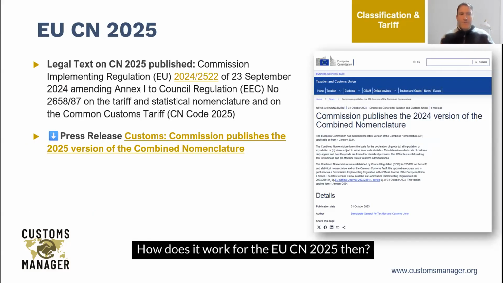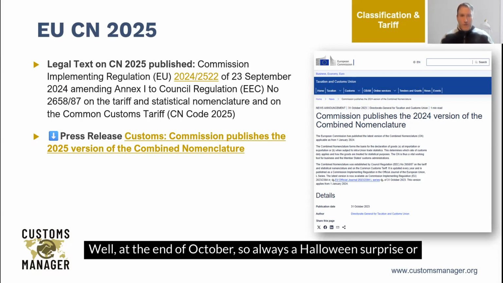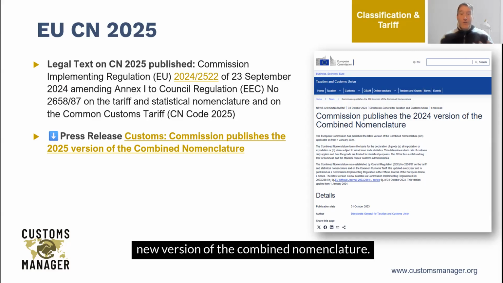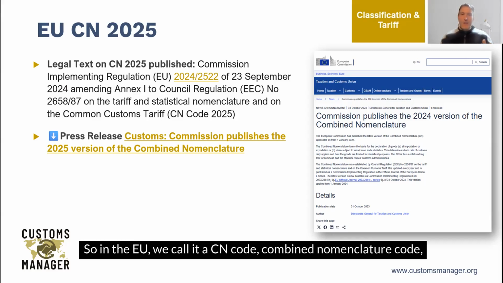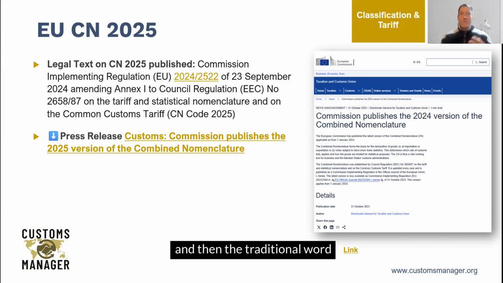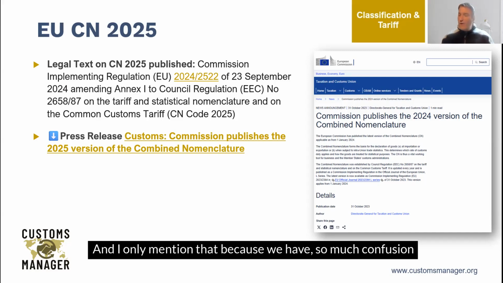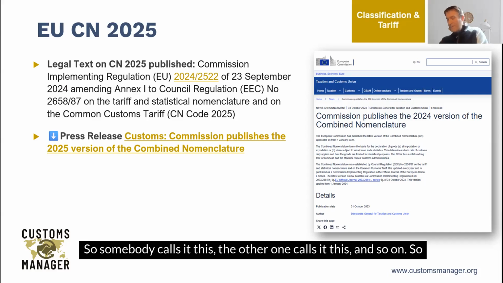So, how does it work for the EU CN 2025 then? Well, at the end of October, so always a Halloween surprise, or not, we're going to get a new version of the combined nomenclature. So in the EU, we call it a CN code, combined nomenclature code, and the traditional word is HS code, a harmonized system code. And then in the US, we call it HTS codes. And I only mention that because we have so much confusion with the names. So somebody calls it this, the other one calls it this, and so on.